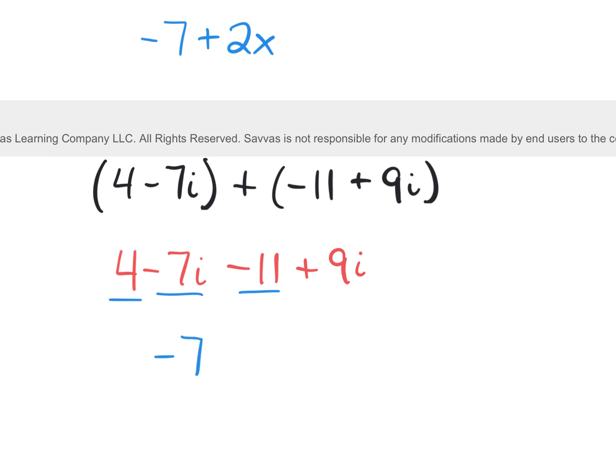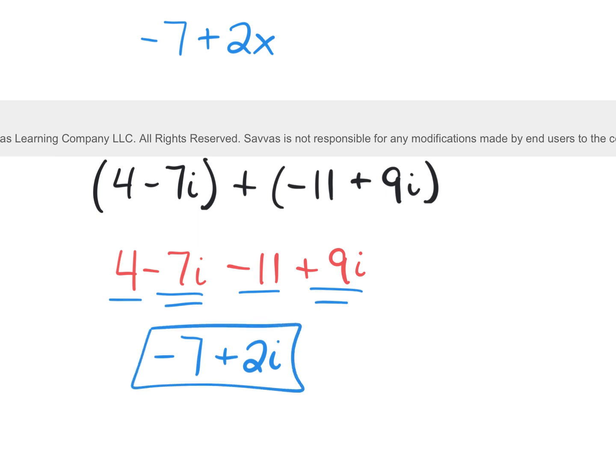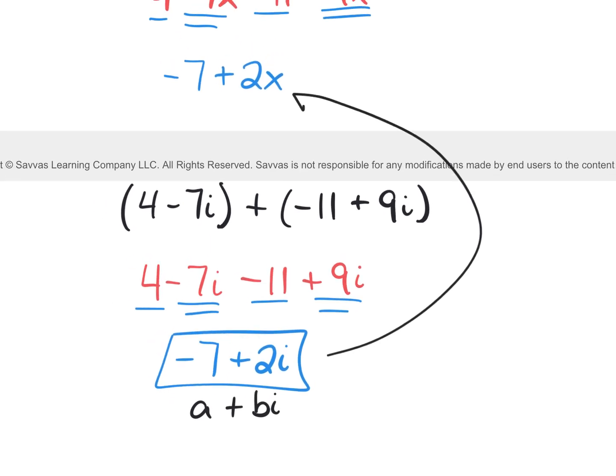Negative 7, and then we have negative 7i plus 9i plus 2i. Yep. And is that the form that we wanted? Remember a plus bi form? Is this an a plus bi form? Yes. Okay. So do you see the relationship between what you've been doing for a very long time and complex numbers? You're thinking of combining like terms.